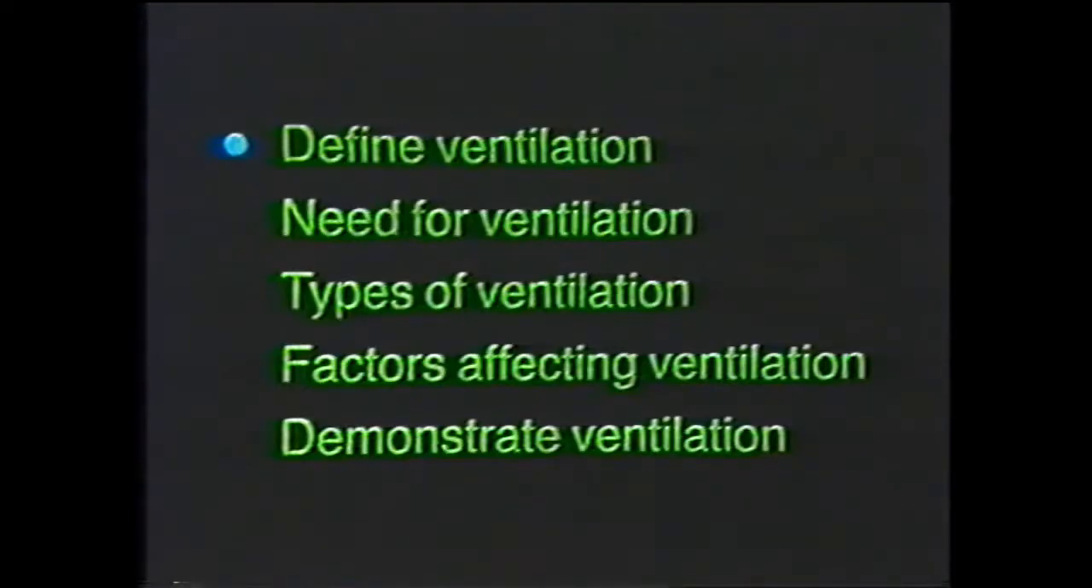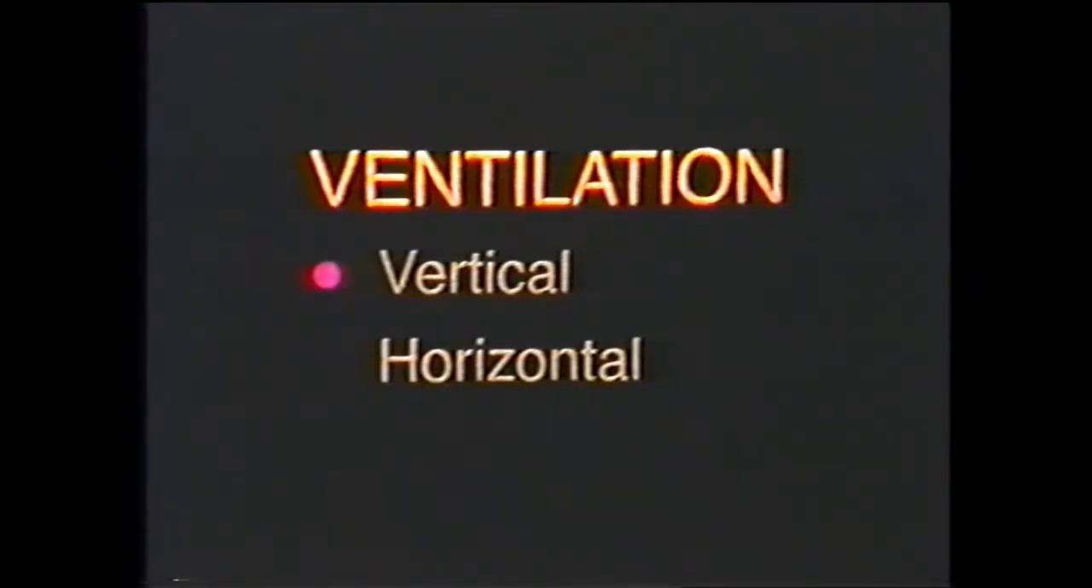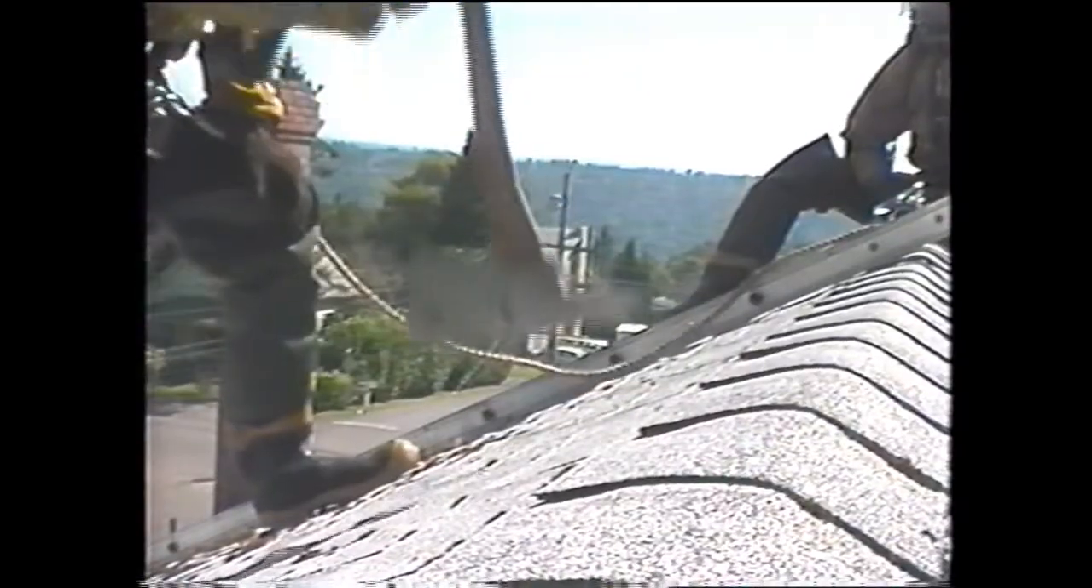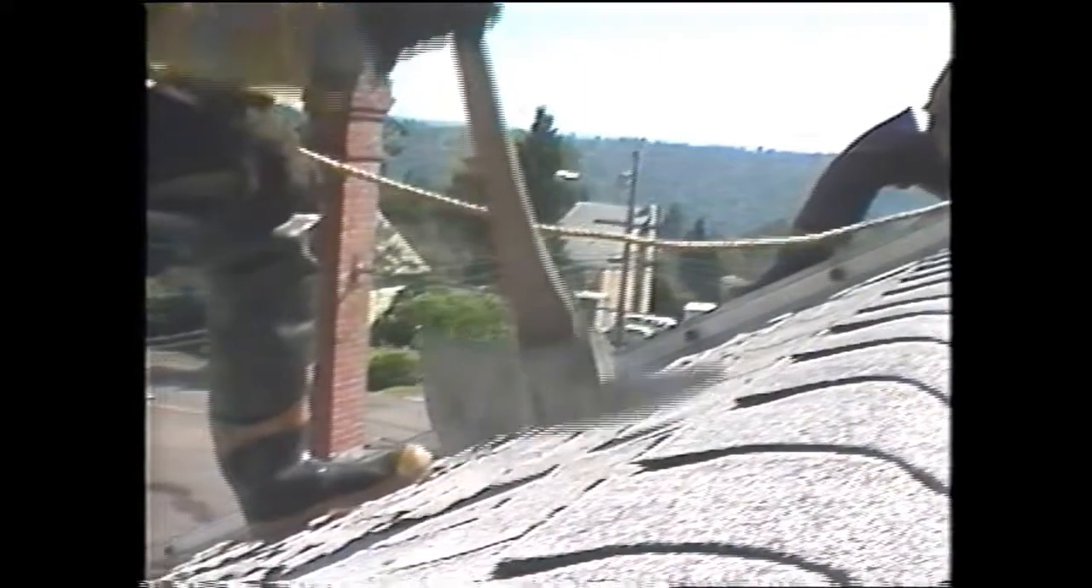We've defined ventilation, explained the need for ventilation, described the types of ventilation, and explained many of the factors to be considered if ventilation is necessary. We will now demonstrate the basic principles of vertical ventilation and horizontal ventilation. While power tools may be used to vent a roof, we will demonstrate the basic principles of venting using an axe.